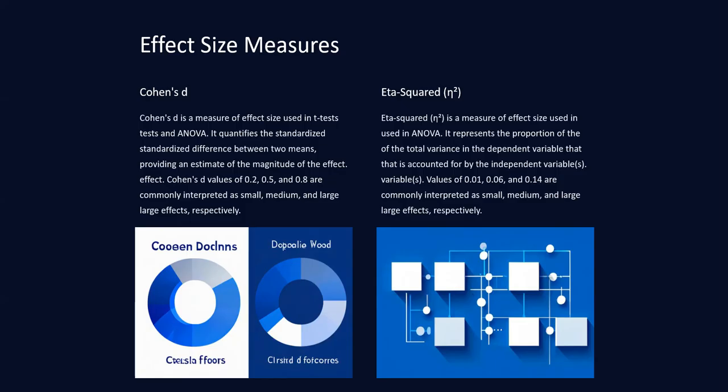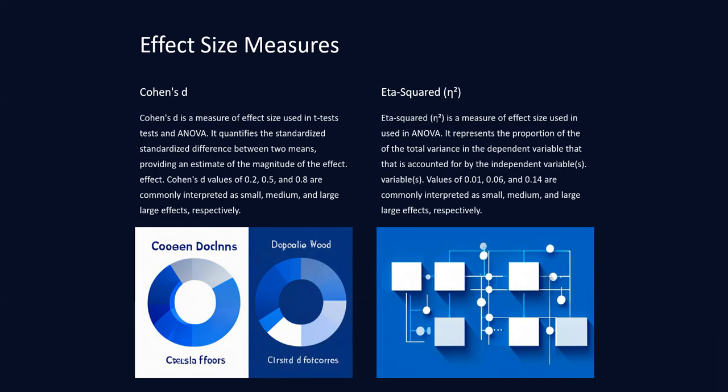And the effect size measure is very important. That is Cohen's d. When we go for the t-test or ANOVA, at that time we usually check the Cohen's d value. Cohen's d values are 0.2, 0.5 and 0.8, commonly interpreted as small, medium and large effect. A large effect means that your value has largely affected the data set, or it is moderately affected or not.